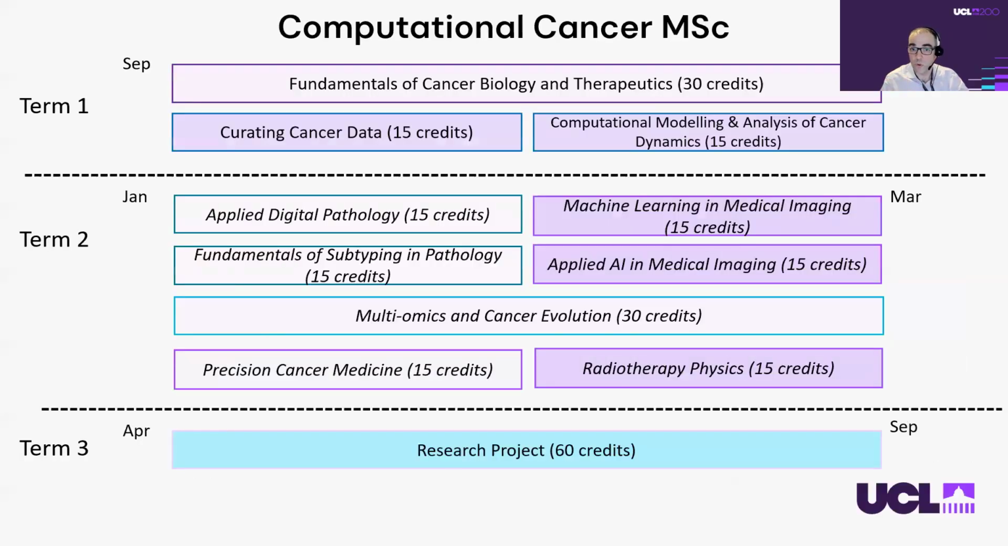The breakdown of what this course program is going to look like is: in the first term, we will teach about cancer biology and therapeutics, whilst giving you the fundamental skills in working with cancer data and cancer modeling. In term 2, you'll pick different options ranging from digital pathology, AI medical imaging, radiotherapy physics, and precision cancer medicine. You can pick and choose what suits both your interests, but also your specific background. Finally, in term three, we'll focus on a research project where you will work with some of the top labs at UCL on a new piece of research.